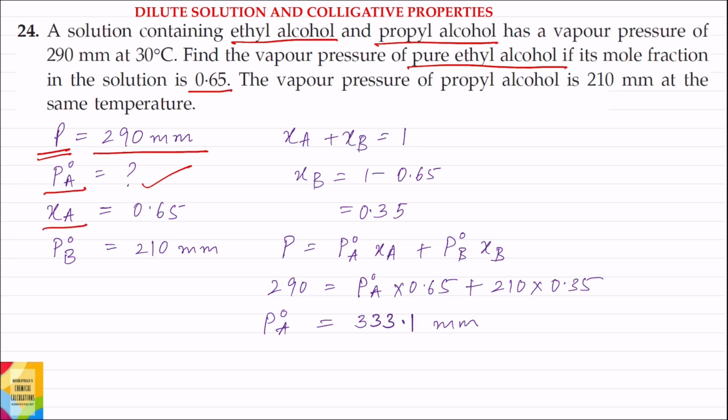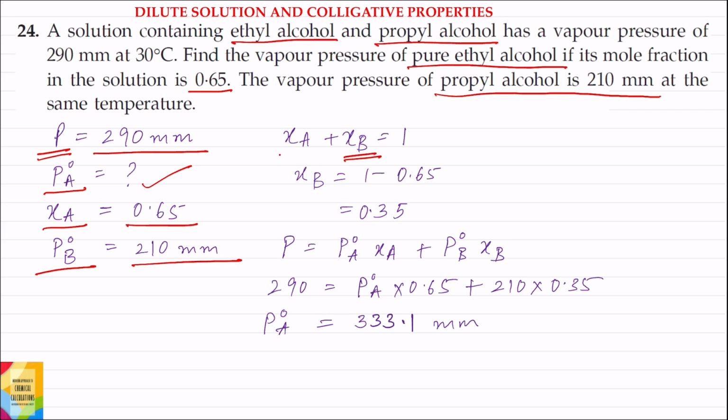Mole fraction of ethyl alcohol in the solution is 0.65. So let it be XA. XA denotes the mole fraction of ethyl alcohol in the solution and this is equal to 0.65. The vapor pressure of propyl alcohol is 210 millimeter at the same temperature. So let P naught B denote the vapor pressure of propyl alcohol and this is given as 210 millimeter. Now XB denotes the mole fraction of propyl alcohol in the solution.